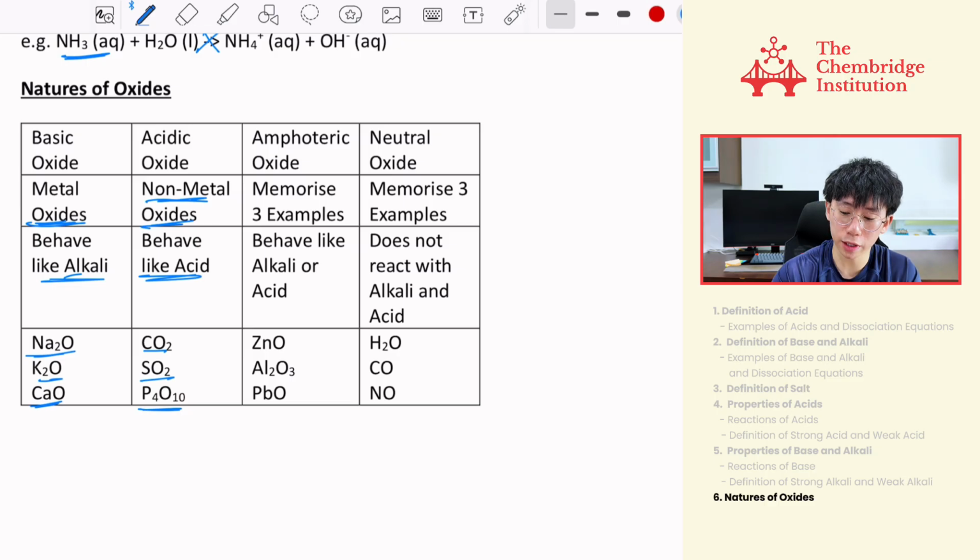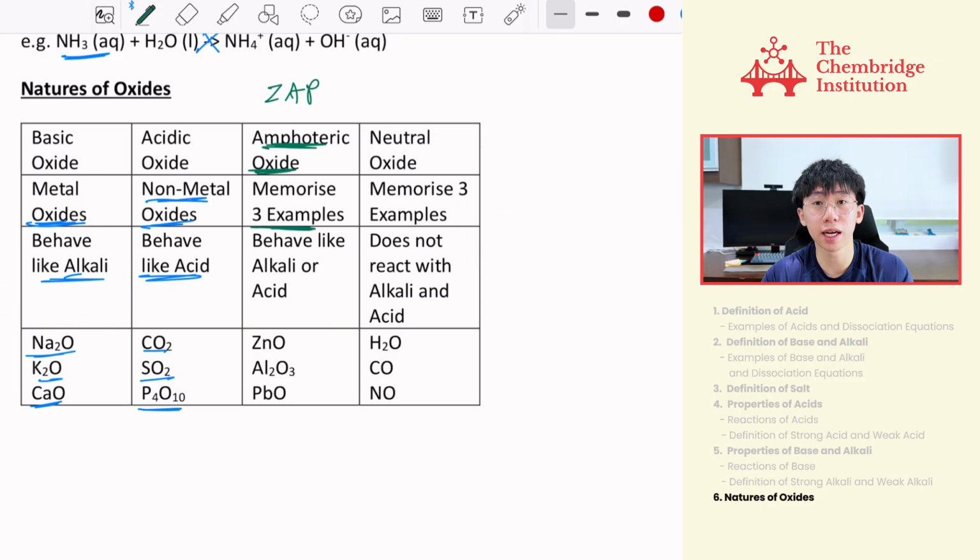Next, we have our amphoteric oxides, and this is the crucial one that is often tested as well, and most students often forget about it. Your amphoteric oxides have only 3 examples that you have to memorize. These amphoteric oxides behave like an alkali or an acid because they can react with both acids and alkalis. And how to remember this is your ZAP oxides: zinc oxide, aluminium oxide, and lead(II) oxide. These are your ZAP oxides.